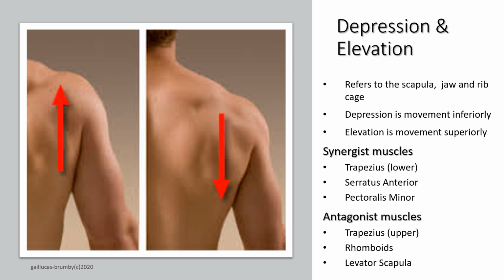So the synergistic muscles for the scapula would be the trapezius, the serratus anterior, pectoralis minor, and the antagonistic muscles would be the trapezius, the rhomboids, and the levator scapula. And obviously they would alternate depending on whether you're elevating or you're depressing.